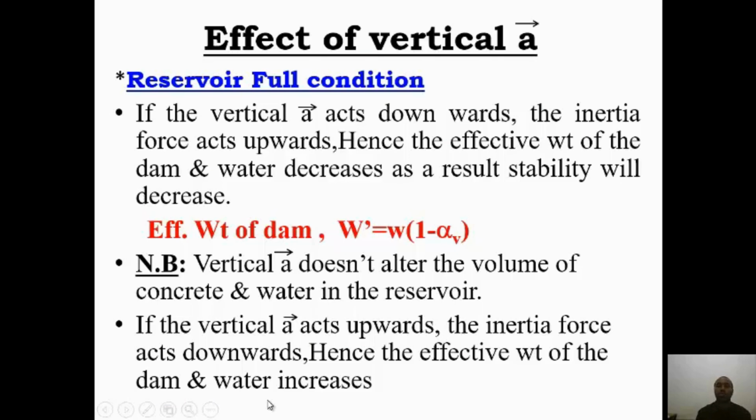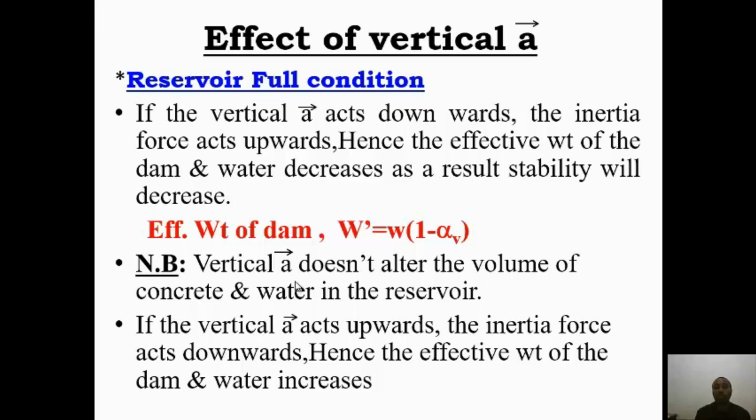So let us see the effect of vertical acceleration. When the reservoir is full, if earthquake acceleration acts downward, then inertia will be in the upward direction. As a result, it adds to the uplift pressure, and the dam may overturn. The effective weight of the dam and water decreases, so stability will decrease. This is the equation for the effective weight of the dam, W prime, which is W, the original weight, times 1 minus alpha V.